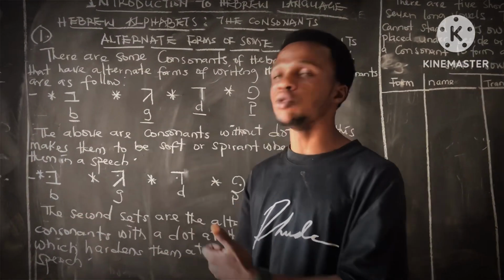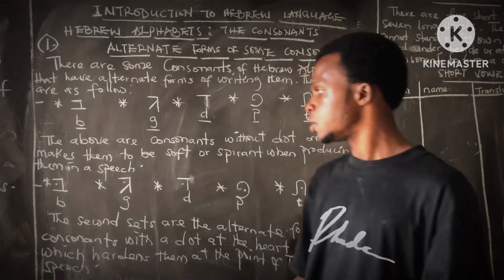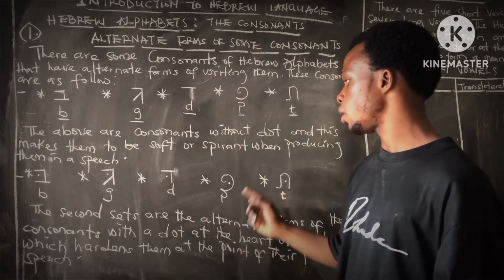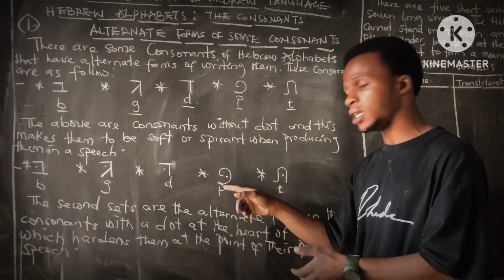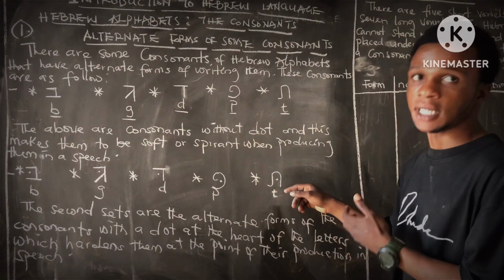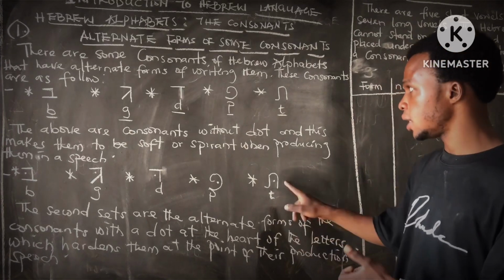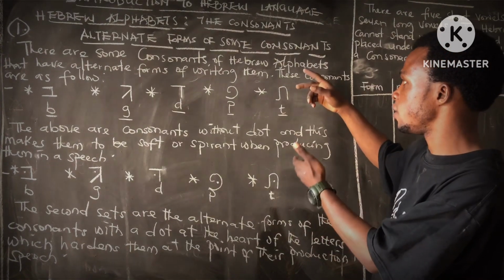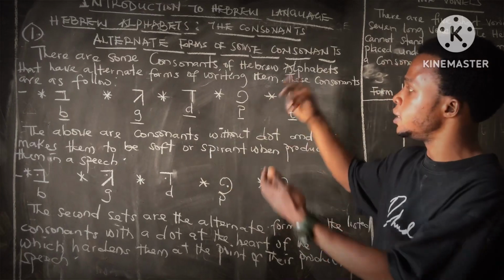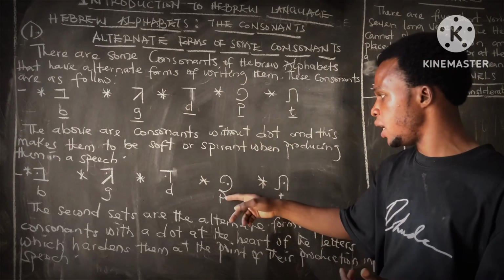This makes it strong or hard. So we have gimel with a dot. We have dalet with a dot, and we have fei, which has turned to pay. This is tau. This is the first form, and this is the second form. This is fei, and this is pay.